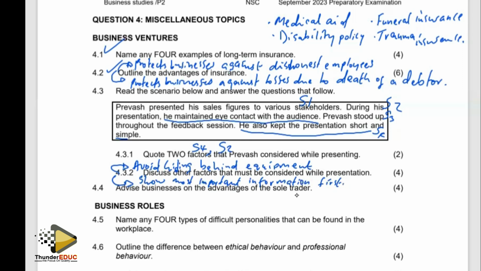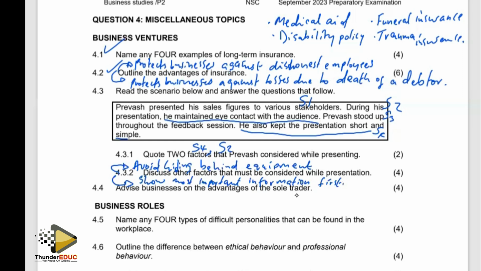Okay, so now let's check 4.4. So 4.4 reads as follows. Advise businesses on the advantages of a sole trader. So remember, a sole trader is that gentleman who operates in business alone. He doesn't have any advice from anyone. He's alone in the business. He enjoys his profits alone. He enjoys taking decisions alone.